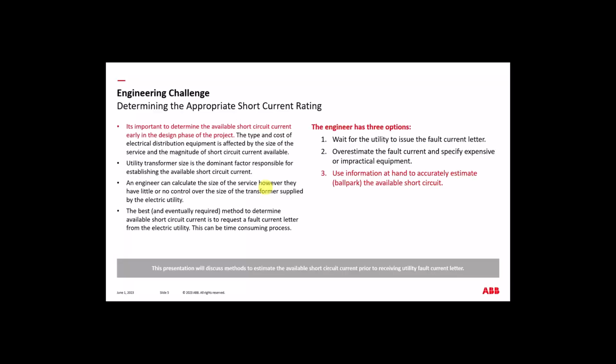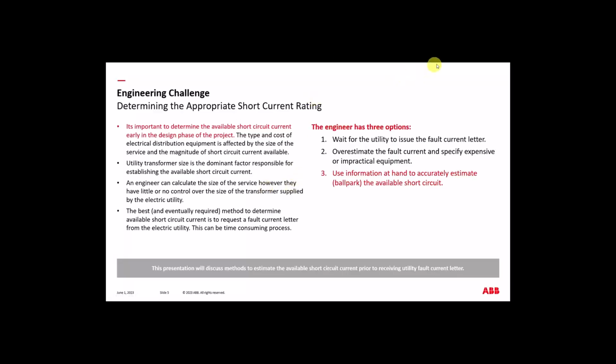And finally, the best, obviously, and eventually required method to determine the available short circuit is to get a fault current letter from the utility. And running into what I said a few seconds ago, this can be a very time-consuming process. And why delay your design process when it's something that you can ballpark or estimate intelligently and get pretty close.